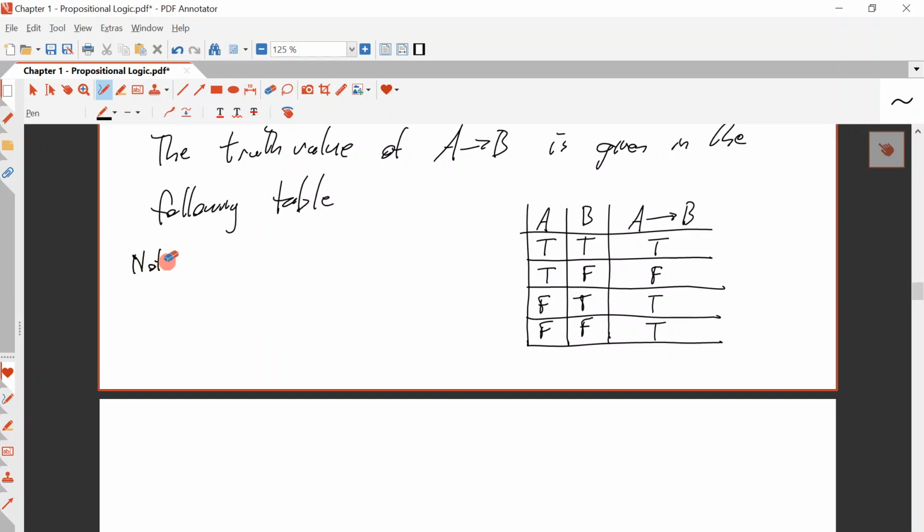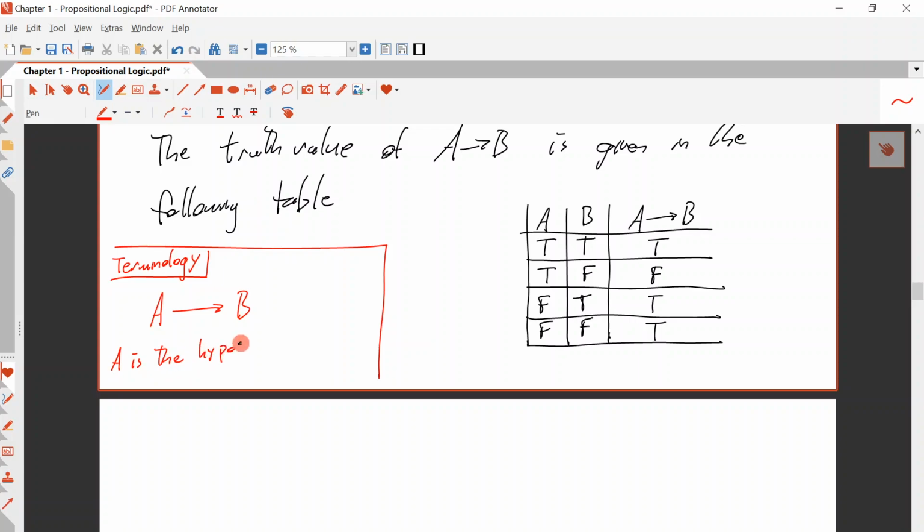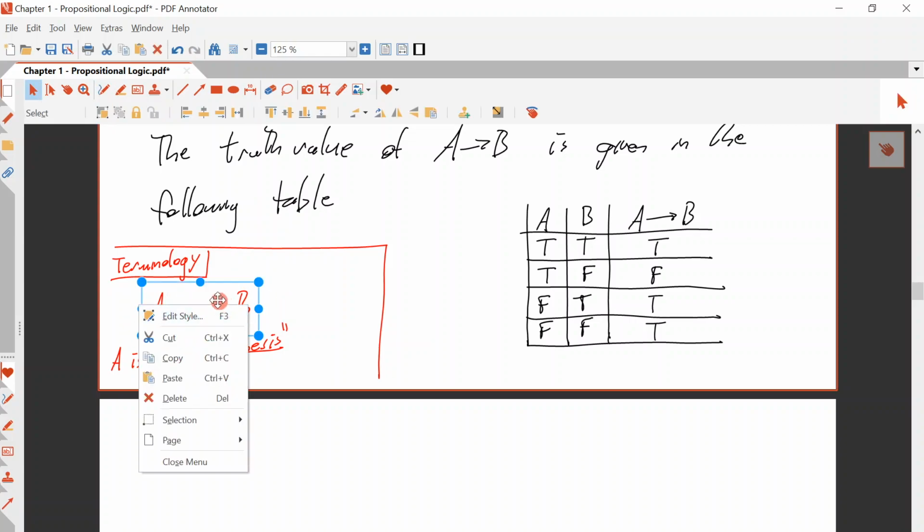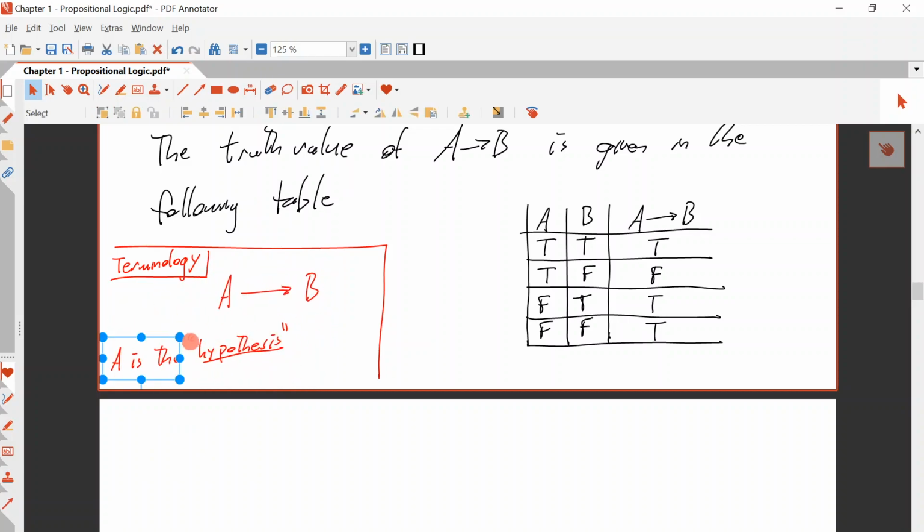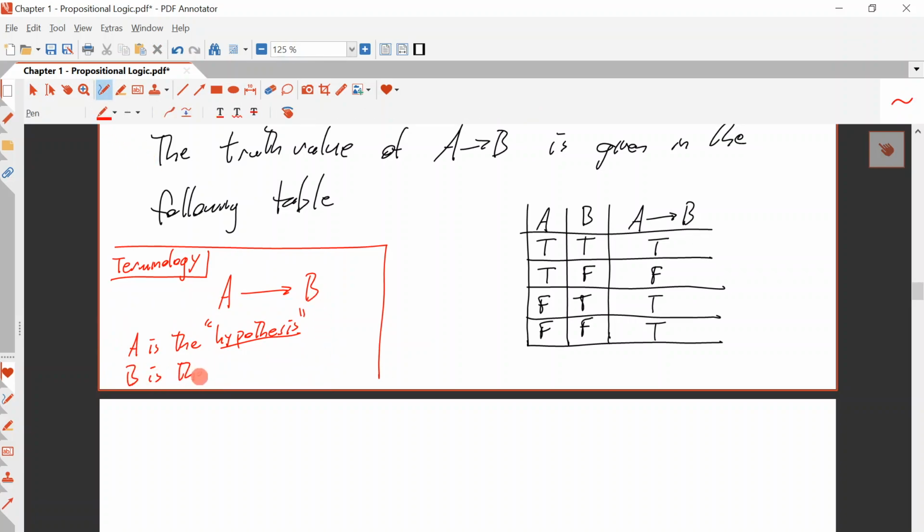So, by the way, note the terminology. Whenever you have an implication, A implies B, A is called the hypothesis. B is called the conclusion.